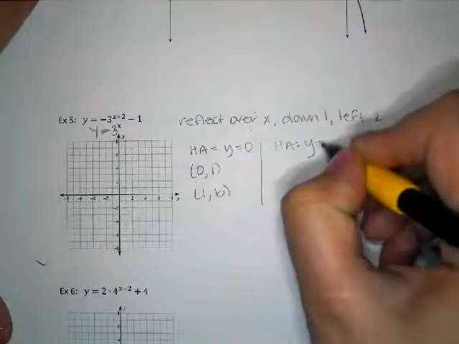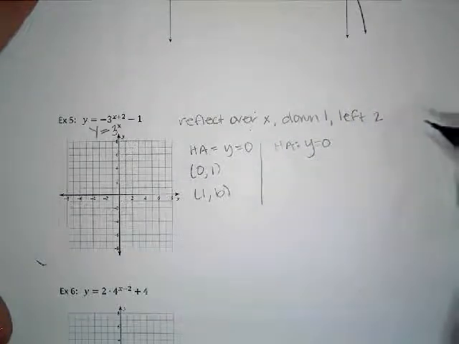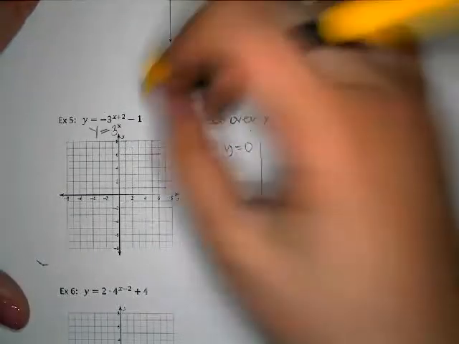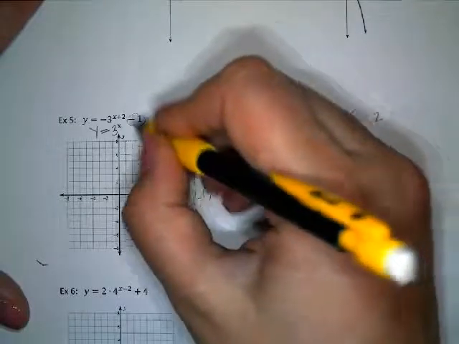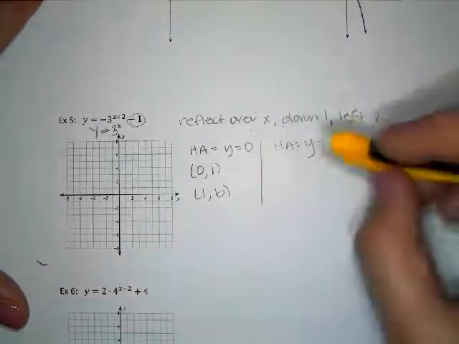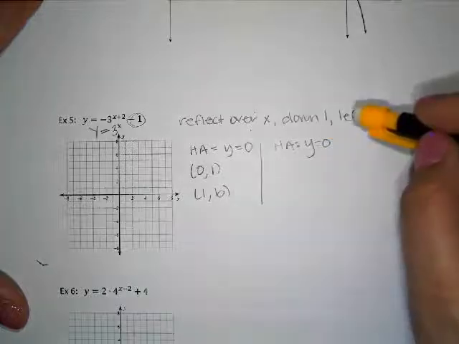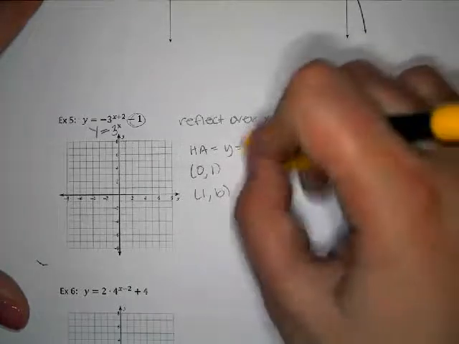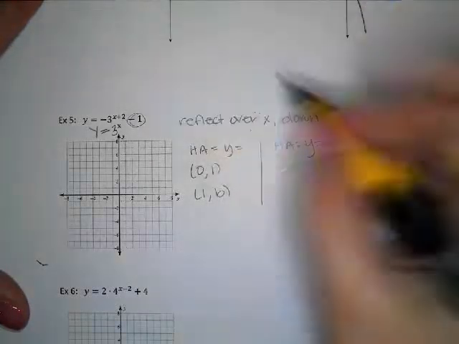You can actually, if you want to, write in the horizontal asymptote of -1 from the start, because it's just on the end. Do you guys like writing that in from the start, or do you like doing it with the transformations? Doing it from the start? Okay.